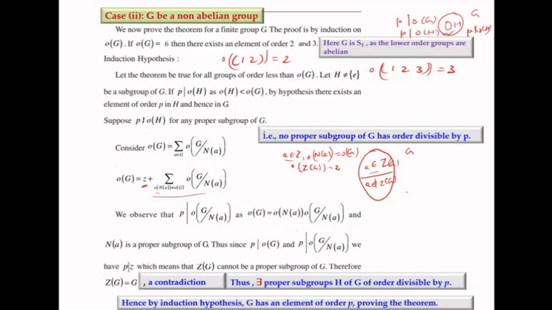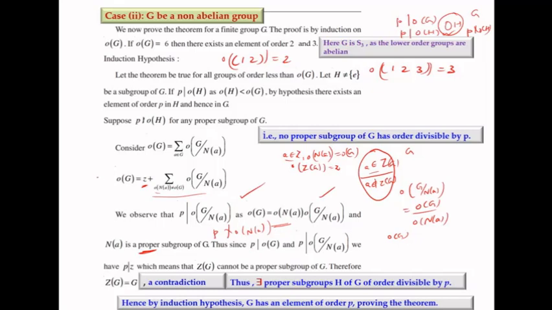Now we notice that when we consider the order of G mod n of A, because G is a finite group, we have the order of G upon the order of n of A. So when we cross multiply, we have the order of G to be this, and n of A being a proper subgroup of G, P will not divide the order of n of A. So when P divides the order of G, and P does not divide the order of n of A, naturally it has to divide the other one. So we have P dividing the order of G mod n of A.